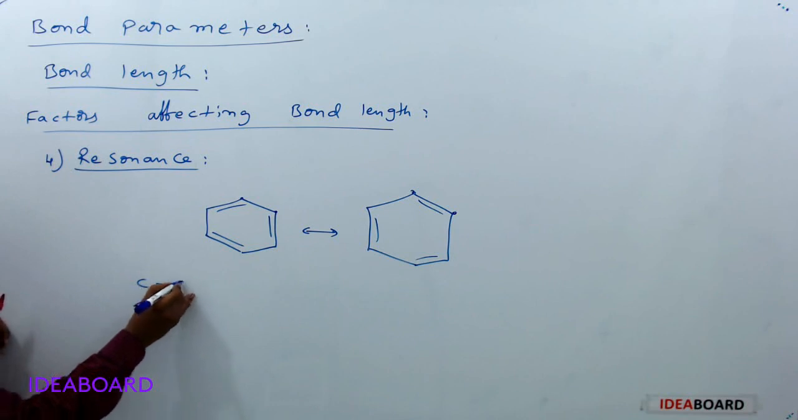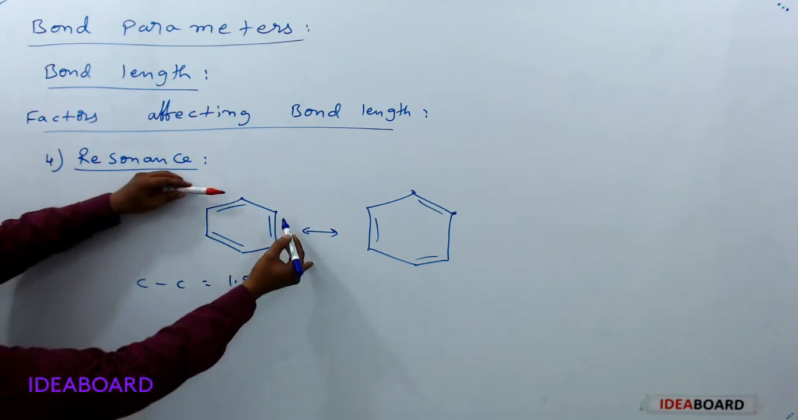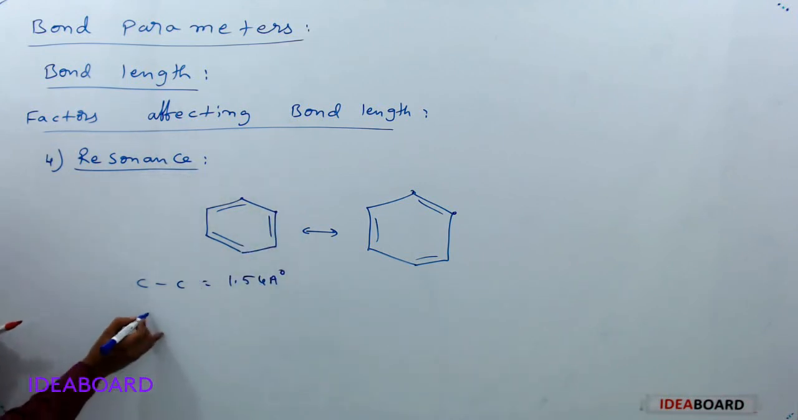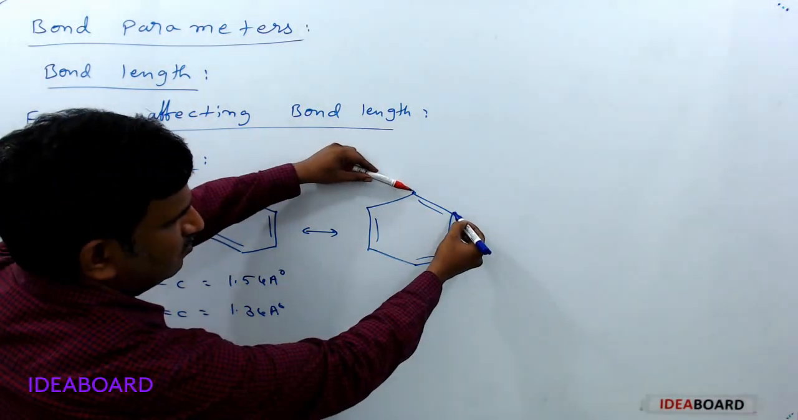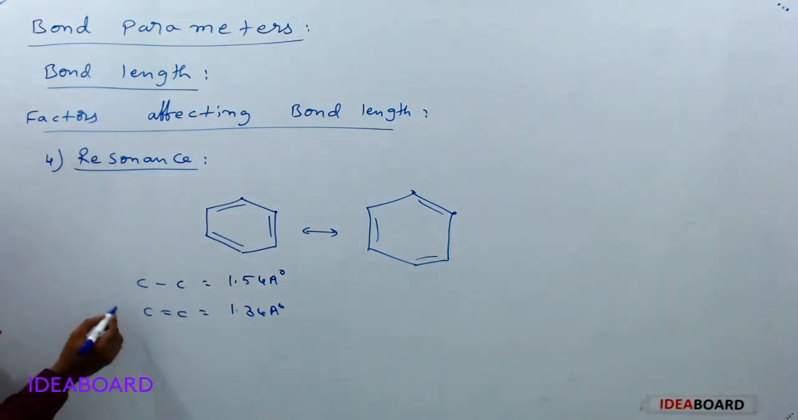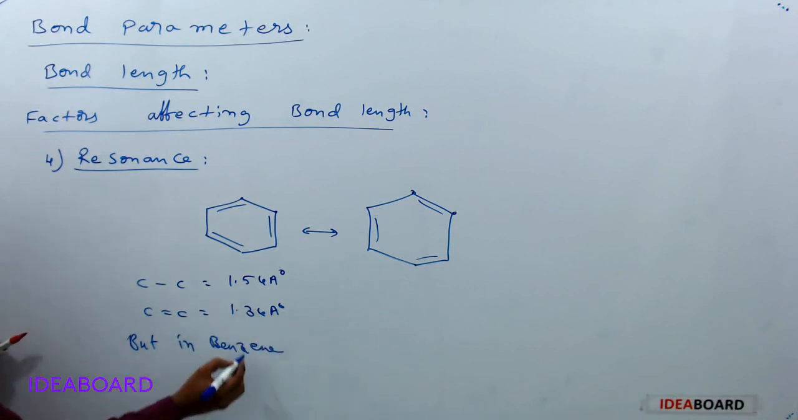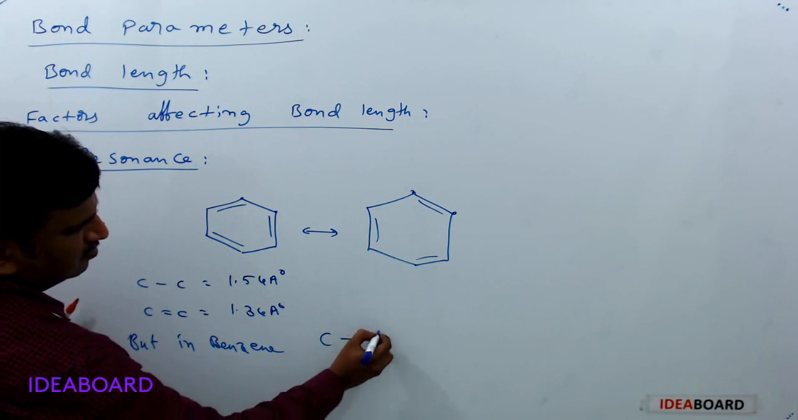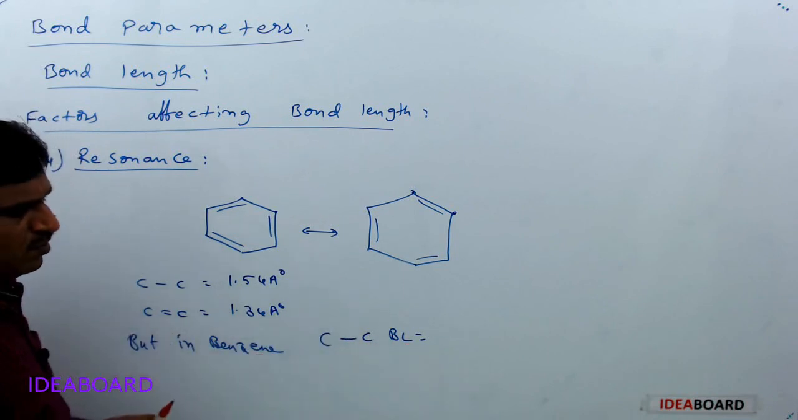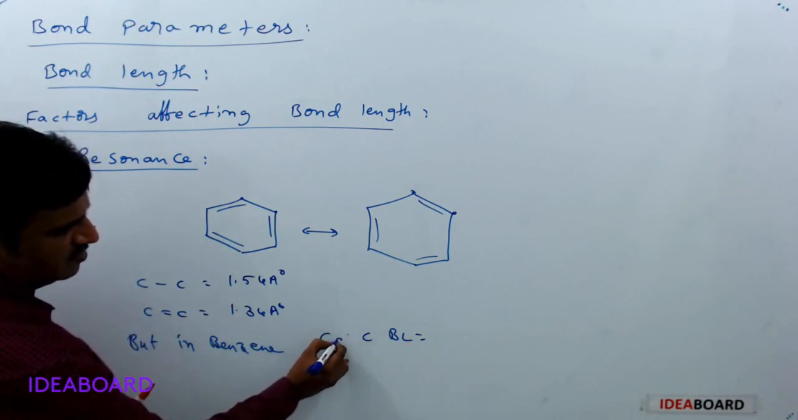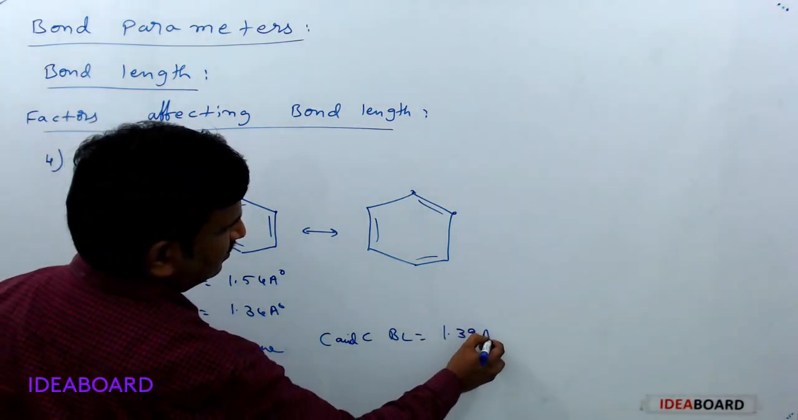Generally, the C single bond length, as I gave just now, is 1.54 angstrom, but the C double bond C length is 1.34 angstrom. But in benzene, the carbon bond length is not fixed. We can't say C single bond or C double bond C. The carbon and carbon bond length is 1.39 angstrom.